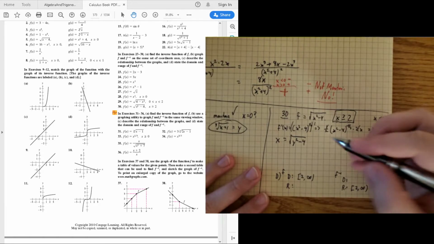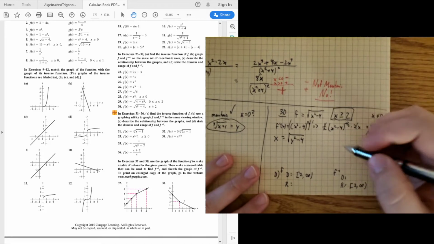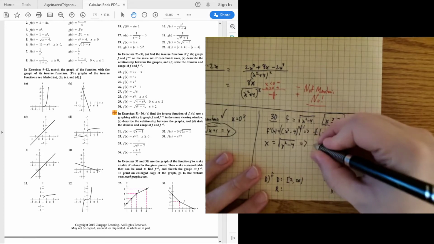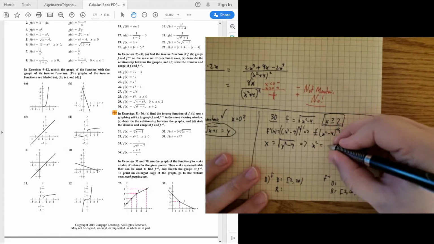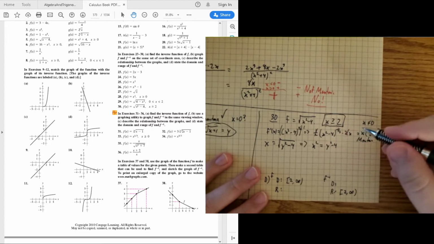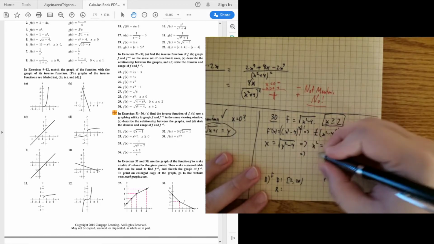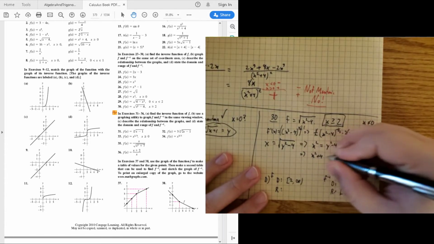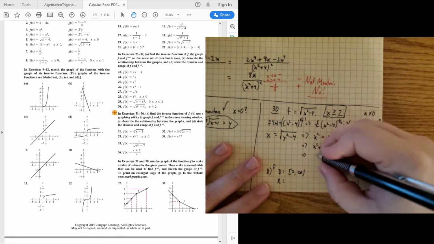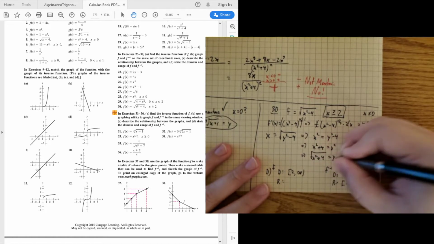The problem in your book actually has you doing it backwards, where you solve for x and then do the substitution afterwards. I like doing it this way because this just reminds me of algebra. Okay, I'm going to square both sides. So we get x squared equals y squared minus 4. And then I'm going to add 4 to both sides. So I get x squared plus 4 equals y squared. I'm going to square root both sides. So I end up with the square root of x squared plus 4 equals y.